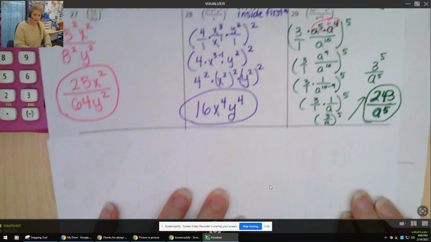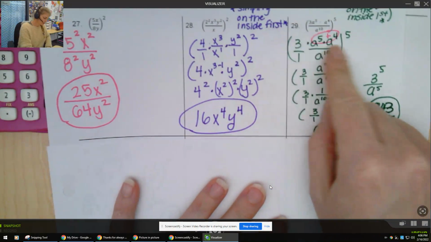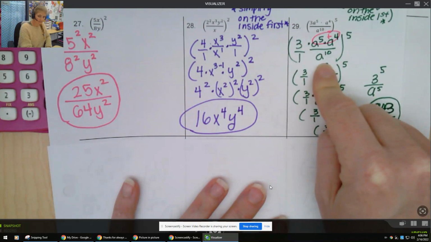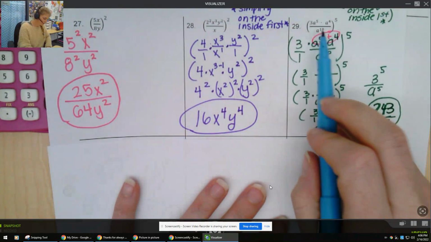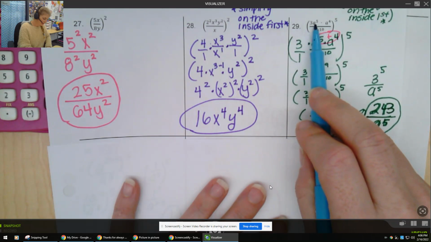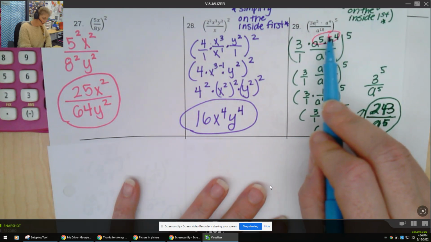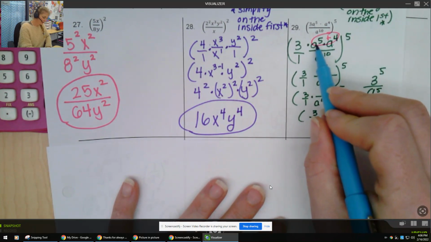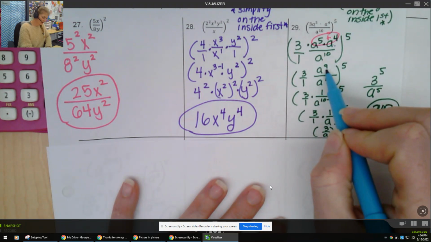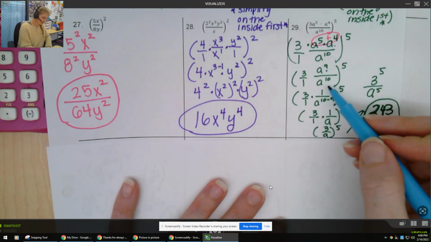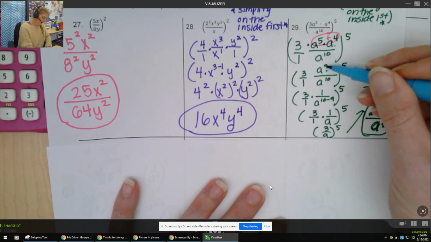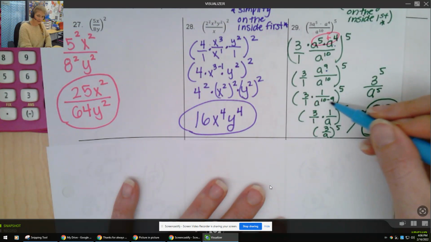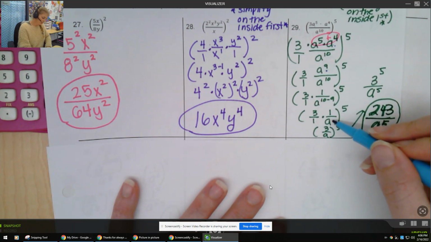Okay, taking a look at number 29. So I simplified what's on the inside first. So simplifying what's on the inside first, I have 3a to the 5th times a to the 4th. I'm going to add those. It's a product of powers. So I have 5 factors of a, another 4 factors of a, get me 9 factors of a. Then looking at the denominator, I have 10 factors of a down here. So 9 factors are going to cancel out. They cancel out, 10 minus 9, and I get 1 factor of a on the bottom.